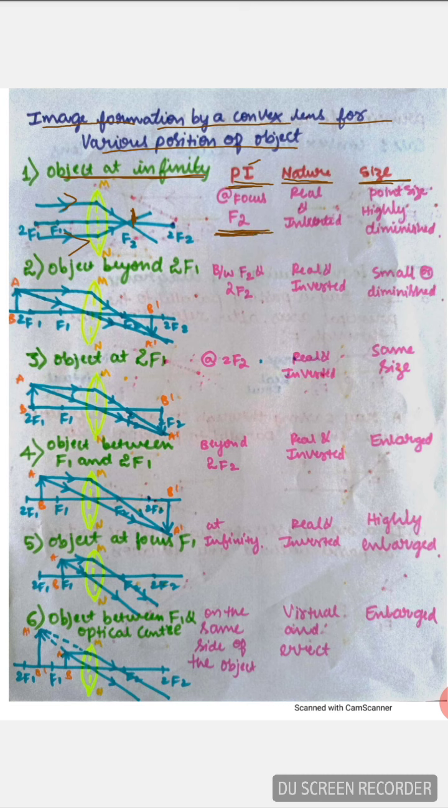I already said in the previous slide, in the case of lenses we will have two focuses and two centers of curvature, and center of curvature and radius of curvature are related to each other. Center of curvature is nothing but R, but R is nothing but 2f. So here this will become 2f1, this will become 2f2. Clear, because this is f1 and this is f2. So when the object is placed at infinity, the position of the image will be at f2, the nature of the image is real and inverted, and the size of the image is point sized or highly diminished.